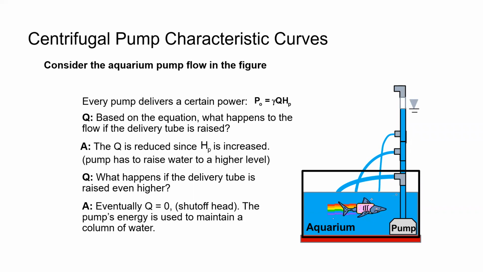So as we go, eventually we get a flow rate of 0, and that's what is denoted here. For the teeny tiny little aquarium pump that we had in our activity, it took 10 feet of elevation to get to 0 flow, also known as the shut-off head. All the pump's energy is just maintaining that pressure or that column of water above it.